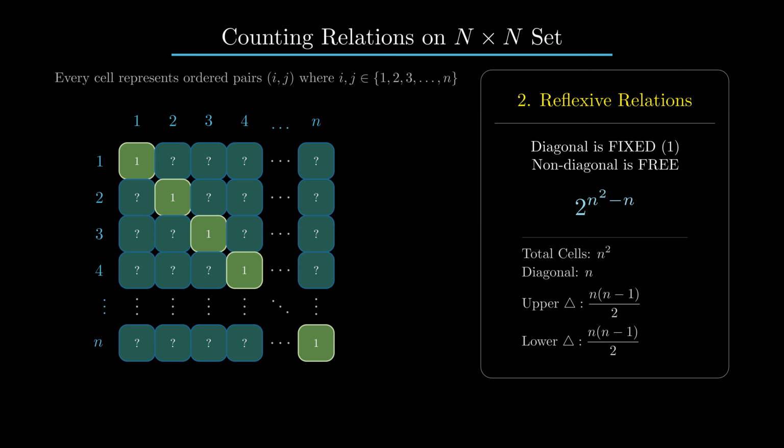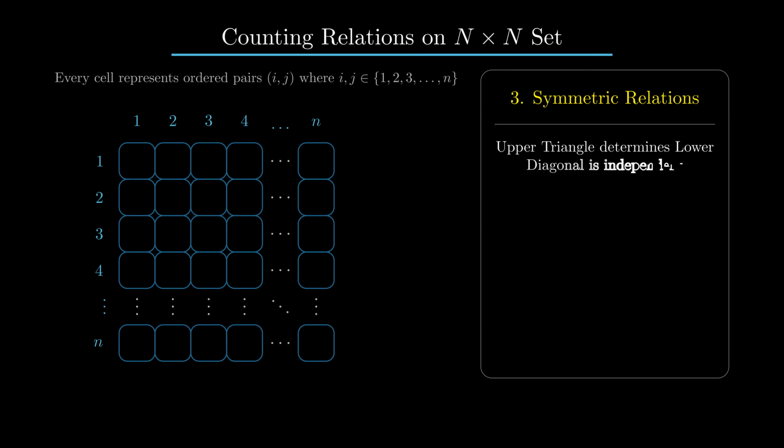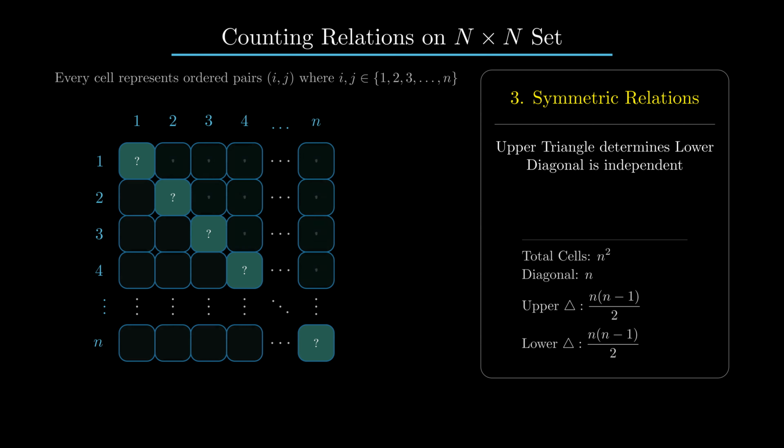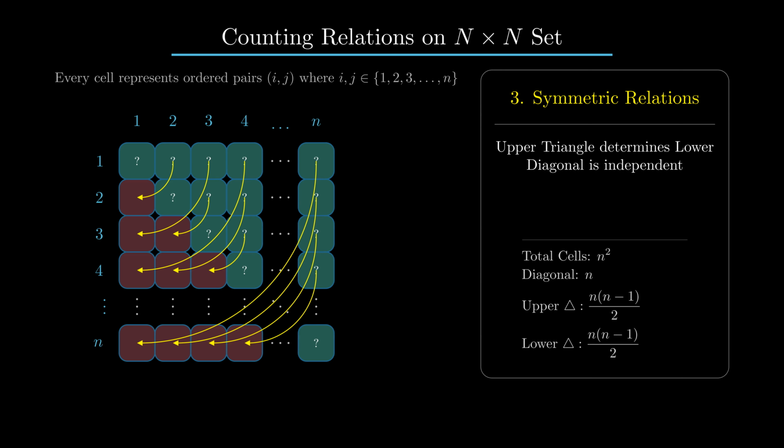Now, let's consider symmetric relations. This means if A is related to B, then B must be related to A. The diagonal elements are their own mirror images, so they are independent. We can choose them freely. But for the rest, the choice is coupled. Once we determine the upper triangle, the lower triangle is forced to match it exactly. We only get to choose the cells in the upper triangle and the diagonal. Summing those up gives us the formula 2 raised to n times n plus 1, divided by 2.